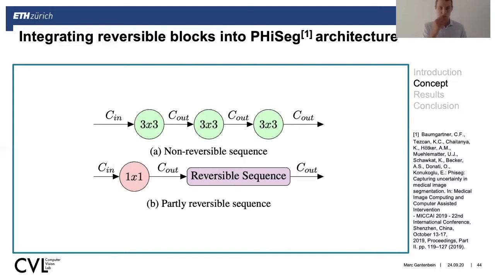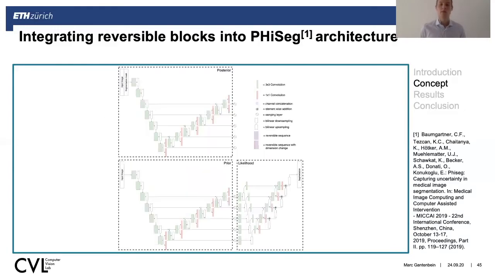Here is a graphical view. As you see, you have the 3 convolutions in a row, and then the replacement, with the addition of the first 1x1 convolution to have the same input and output dimension for the reversible sequence. For the PHiSeg architecture, this then looks like the following. We have our original architecture, and this is the reversible variant. So as you can see, all the sequences of convolutions are replaced by these reversible sequences.